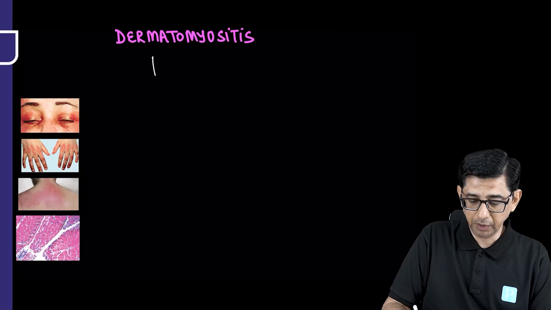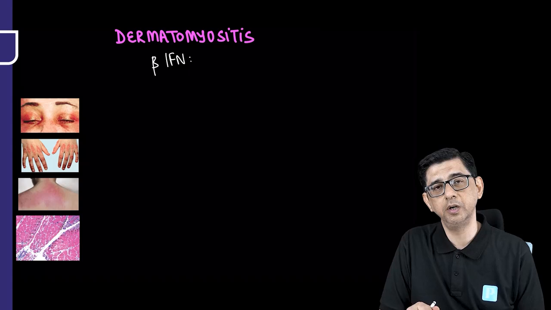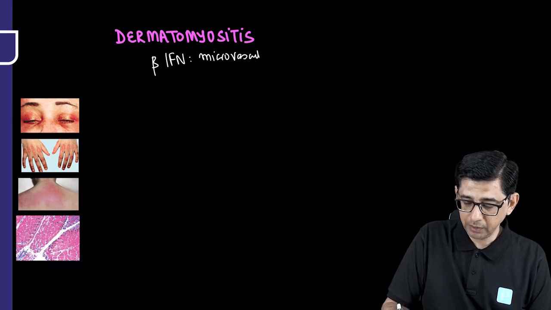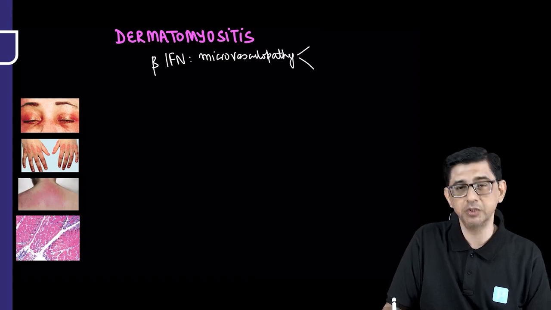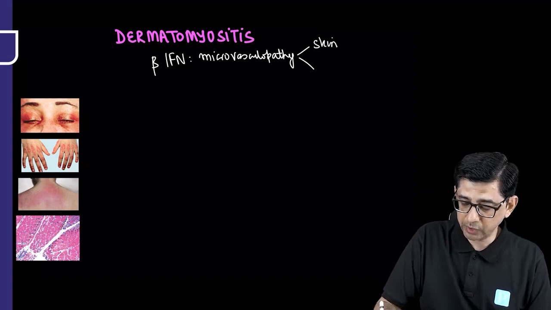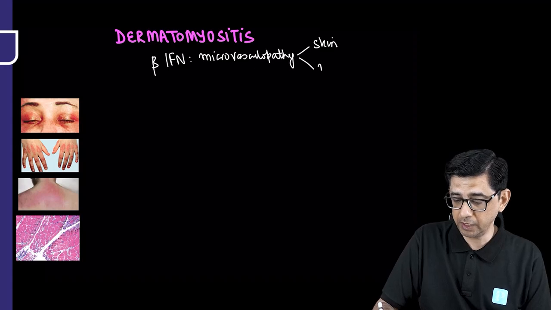Now, what is dermatomyositis? As far as the theory behind it goes, this is mediated by beta interferon. It's a beta interferon mediated microvasculopathy. And this microvasculopathy has a tendency to involve the blood vessels of primarily two areas. That would be of the skin. That is why those dermatological manifestations would be present. And then the microvasculopathy will also involve the muscles.